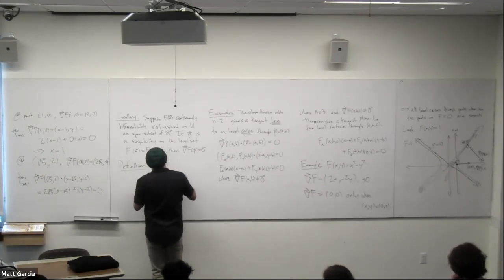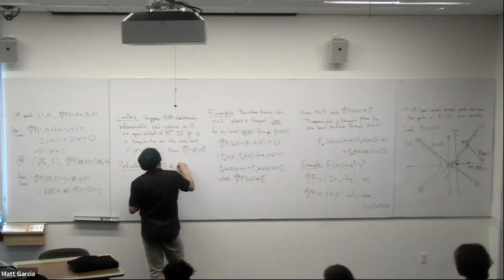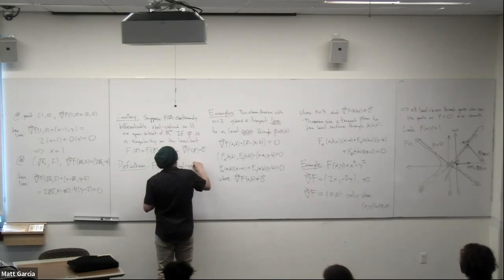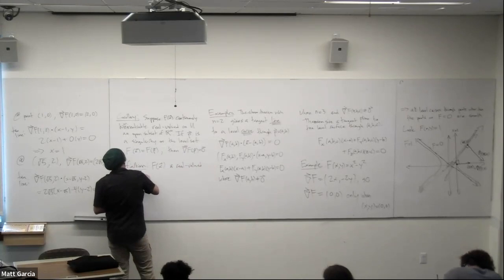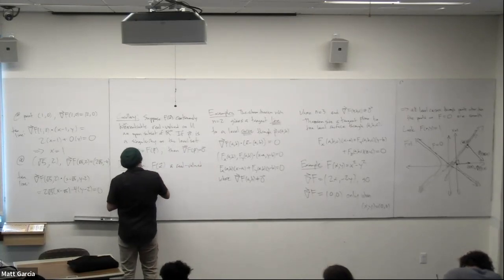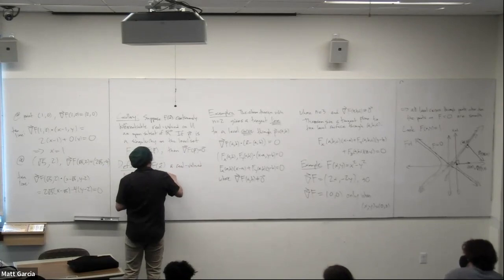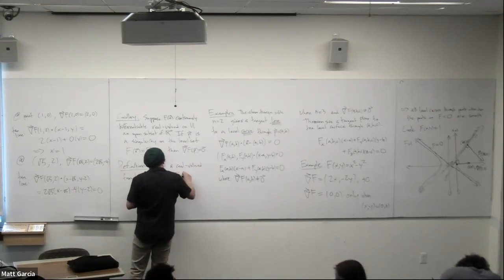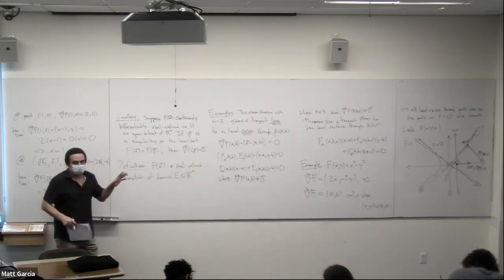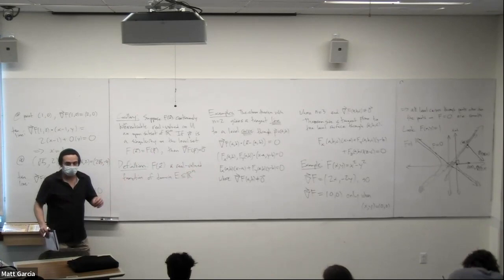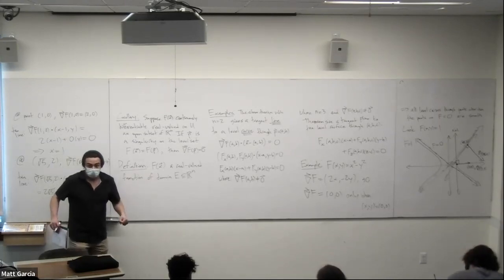We take again f of x, a real-valued function, of domain E, a subset of Rn. Notice that I'm not putting any restrictions on the domain. I'm just saying that it's a subset of Rn. I'm not requiring it to be open or connected or closed or anything. It could be any subset of Rn. Okay.